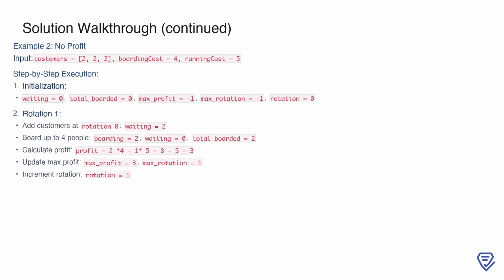In the first rotation, 2 customers arrive and are immediately boarded since the wheel can accommodate up to 4 people. This results in a profit calculation of 3, which becomes the maximum profit so far, with the corresponding rotation being 1. The rotation counter is then incremented as we proceed to the next set of calculations.